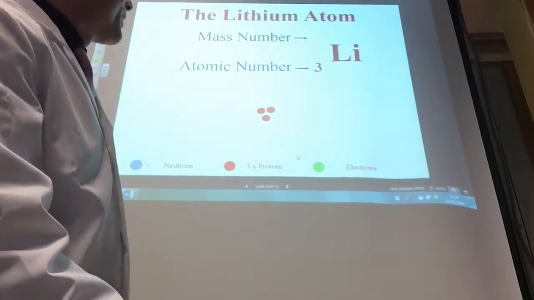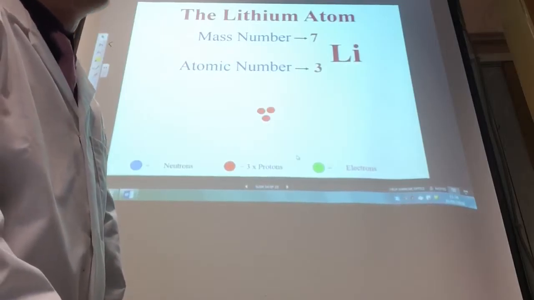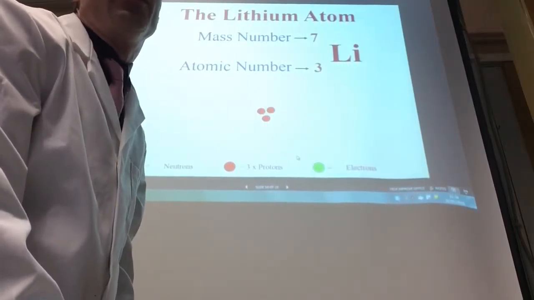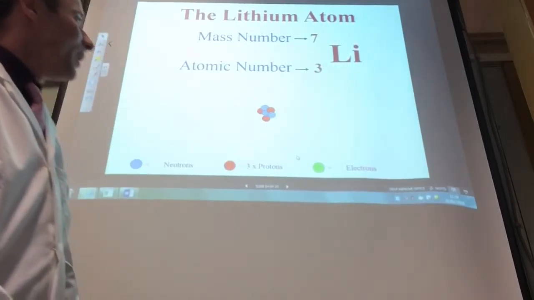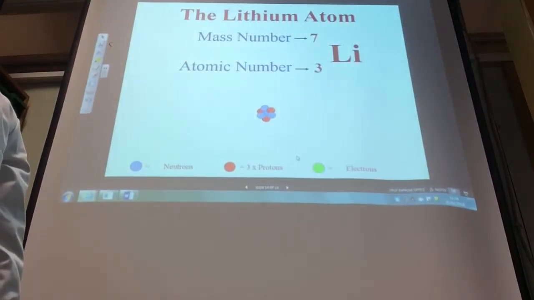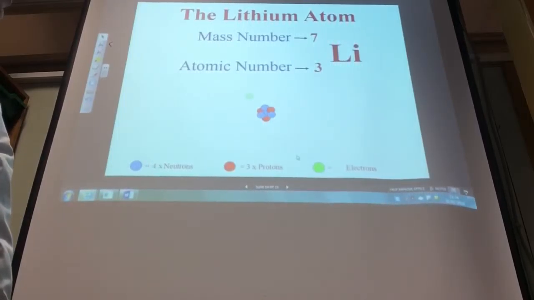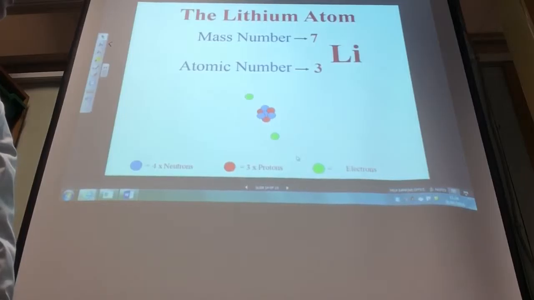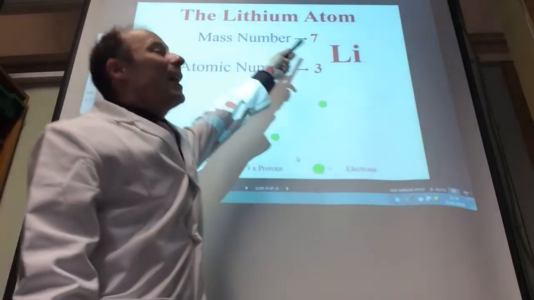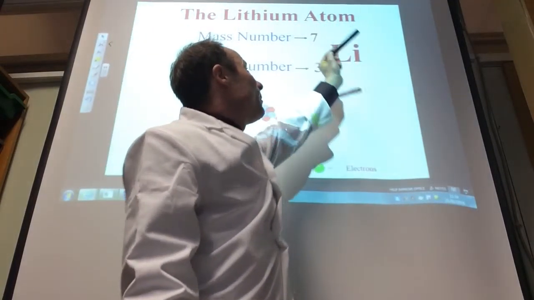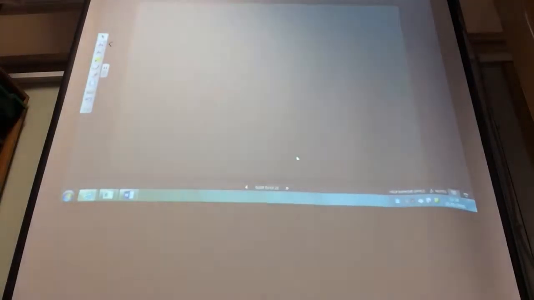3 protons there. The mass number of this lithium atom is 7. So how many neutrons do I need to pop in my nucleus? 4. So let's put my 4 neutrons in here, like so. And now how many electrons do I need to stick around, orbiting around? I need 3 electrons because I've got 3 protons. So this is the shorthand way of representing. Mass number goes there, atomic number goes there, and then you've got your symbol there.